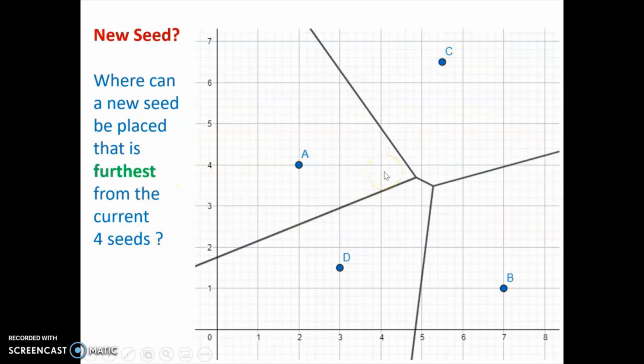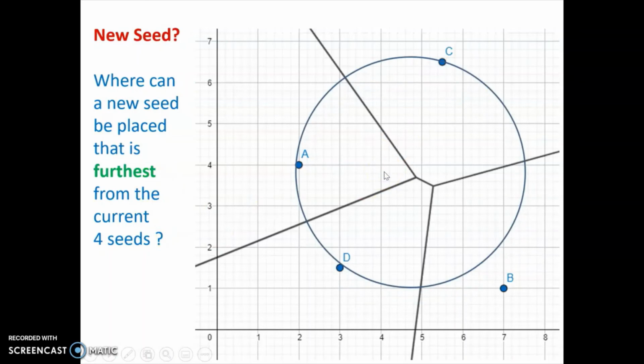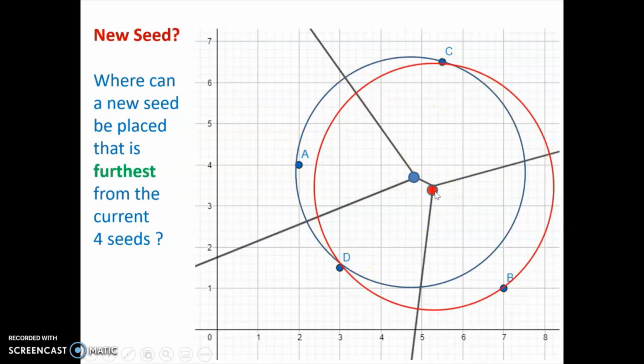Yes, but I'm saying somewhere within this zone, where would you locate another seed that would then be furthest from all 4? Well, based on what we've been talking about, if you look at that center point, center of this circle, all those locations, A, C, and D, are equally distant from there, and that point is the furthest one from all 3. Or the second circle, that point would be furthest from all of these points. So one of those two locations is going to be the best new location for a fifth seed that is furthest from all the current seeds.